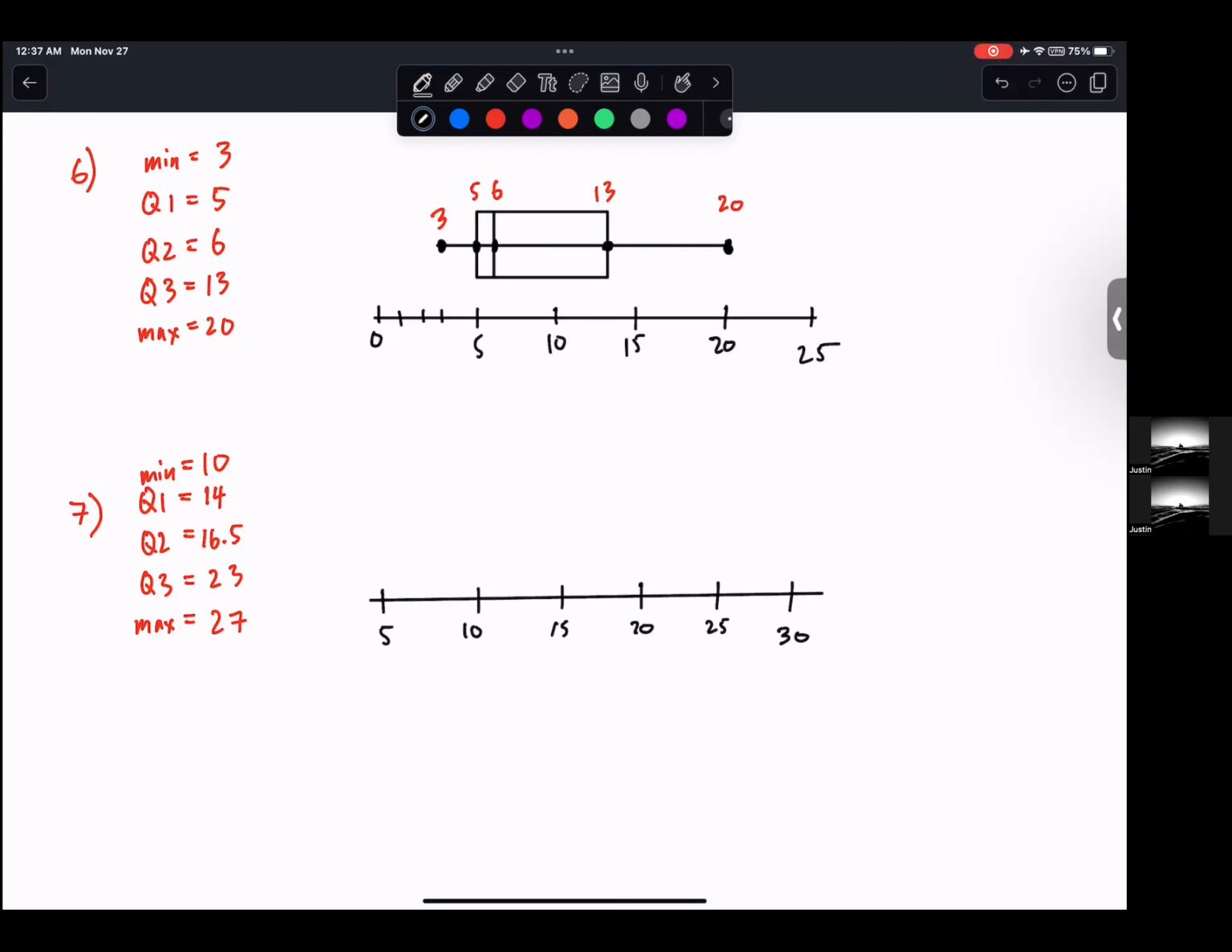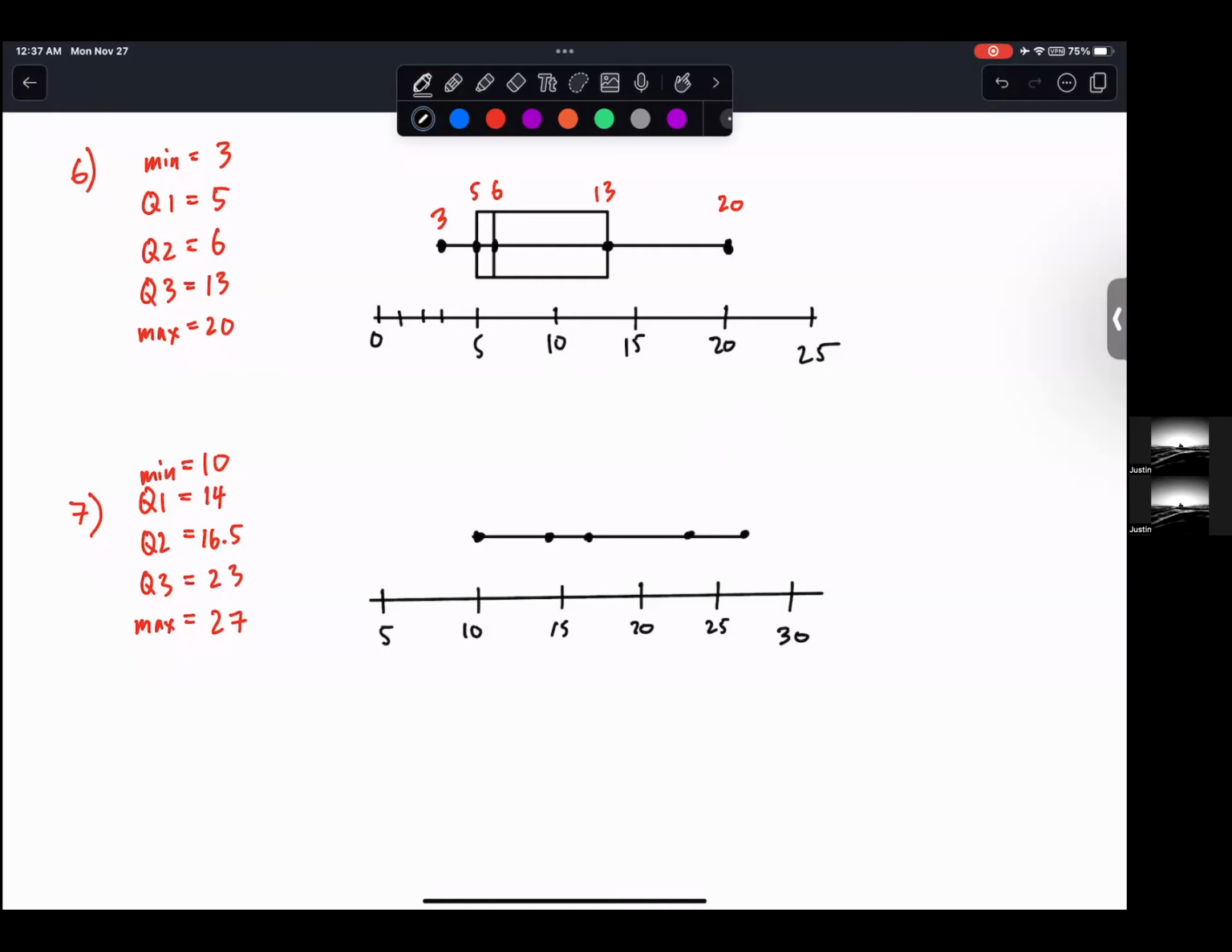Okay, in my number line, everything's evenly spaced. My 10 is my first value. 14 is Q1. Q2 is 16.5. That's right about here somewhere. Q3 is 23. It's right about there. And then the maximum is 27. That's right about there. I'm just kind of eyeballing it. You can use an actual ruler or something if you want to be more exact. I'm just sketching it right now.